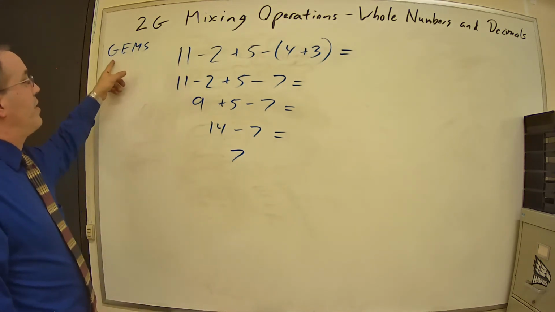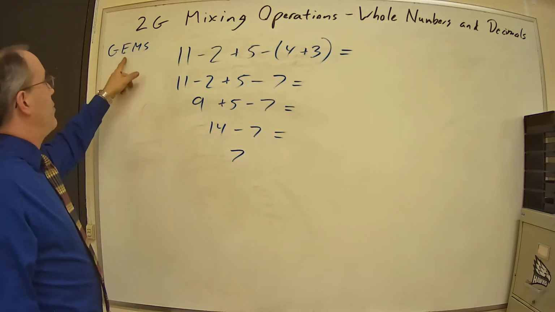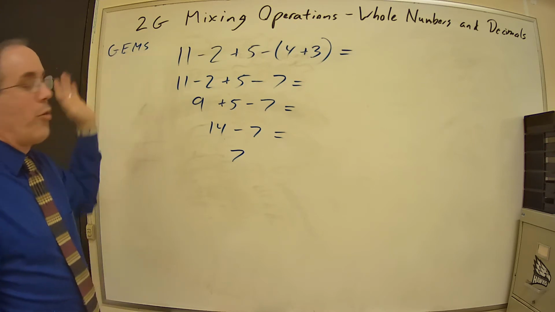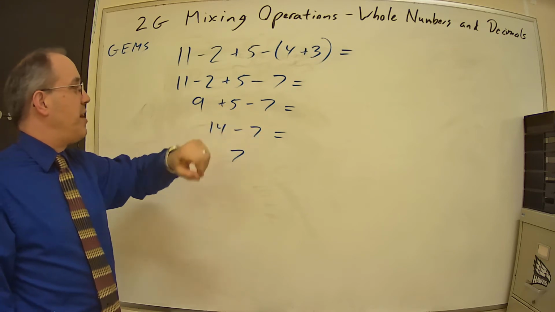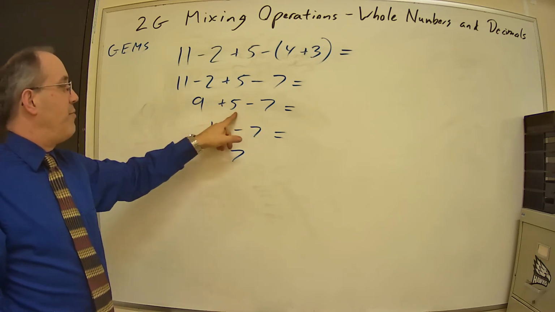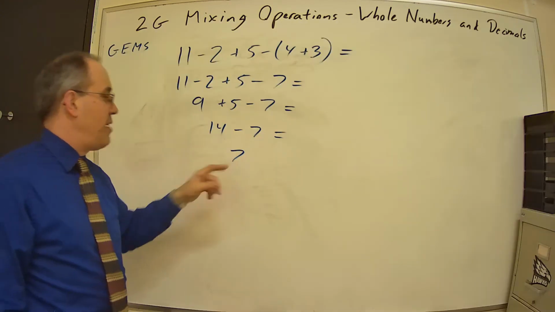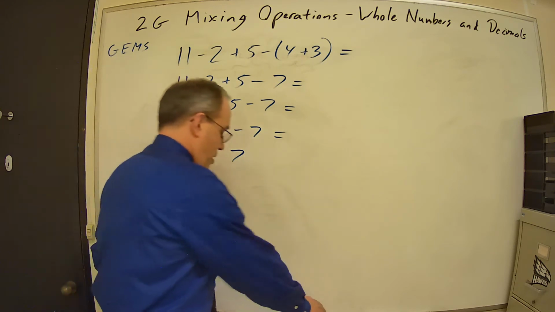So we went through, we did grouping first, added those together. Then we didn't have any exponents, no multiplication, division. Subtraction, addition, we worked left to right, so 11 minus 2 gave us 9, plus 5 minus 7. 9 plus 5 was 14, minus 7, and then 14 minus 7 is 7. Now, that's doing it the correct way.